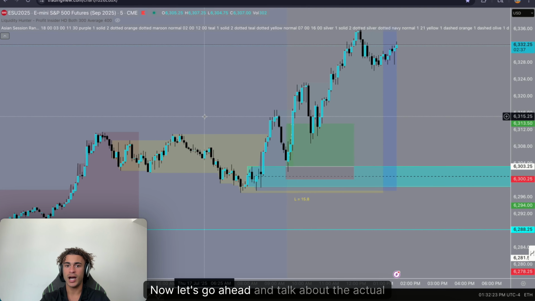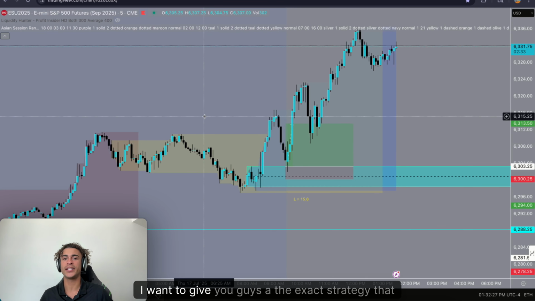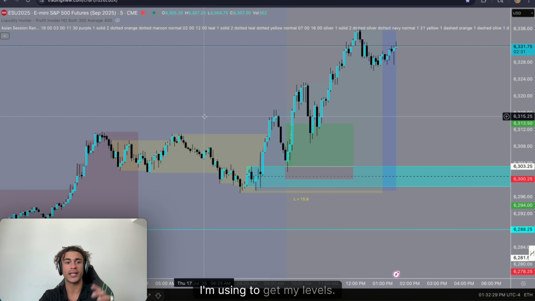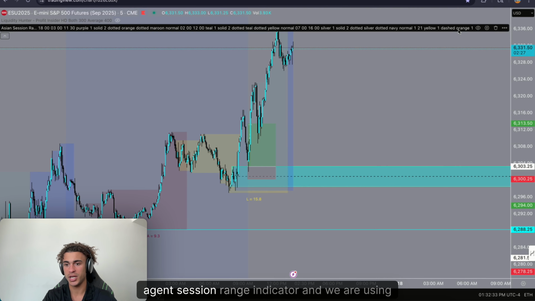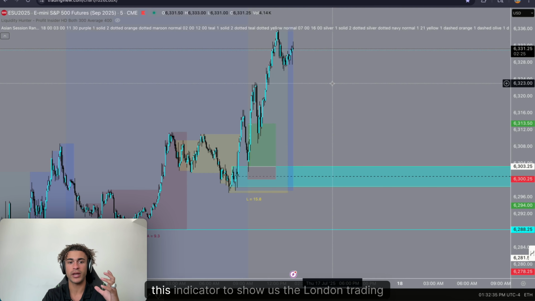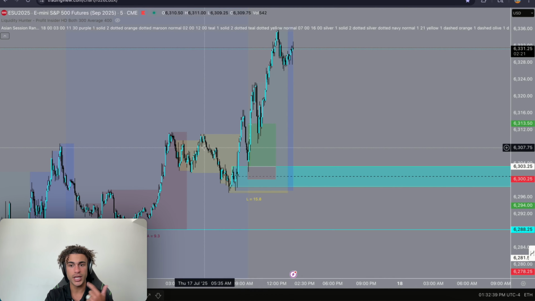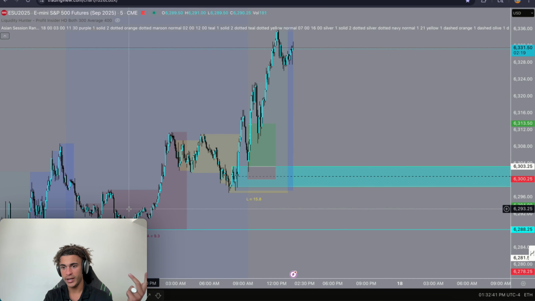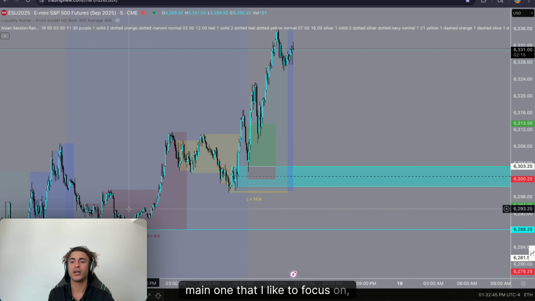Now, let's go ahead and talk about the actual trade. Before we go into the trade, I want to give you guys the exact strategy that I'm using to get my levels. So what we are doing is we are getting this indicator, the Asian session range indicator, and we are using it to show us the London trading session, which is yellow, the Asia trading session, which is red, and the New York trading session, which is the main one that I like to focus on, which is the blue session right here.